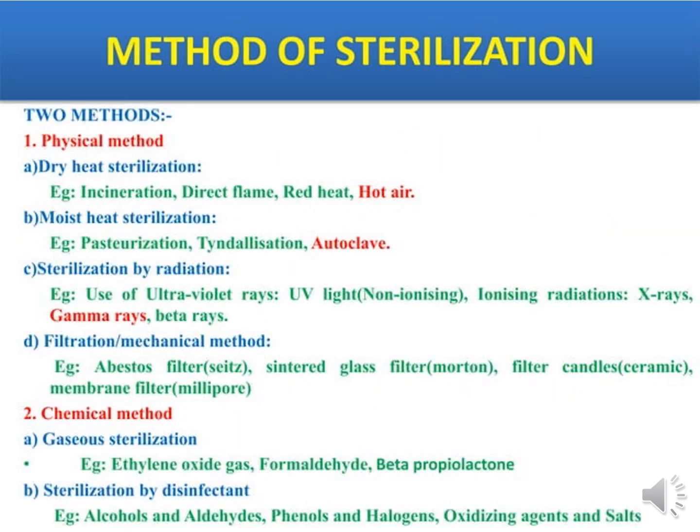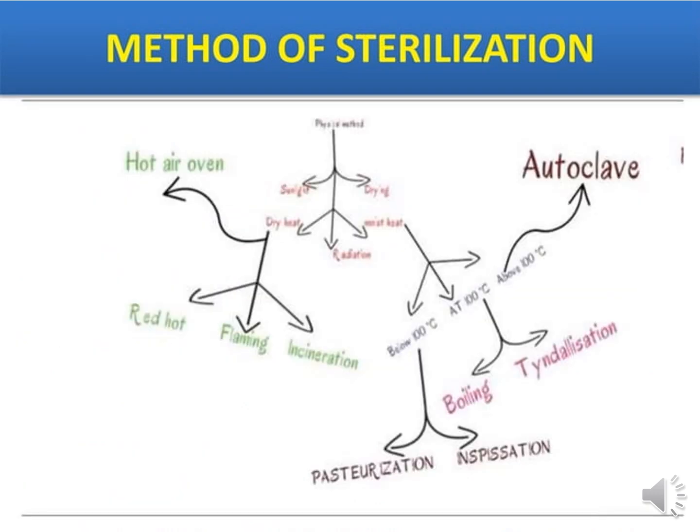There are 2 methods of sterilization, physical method and chemical method. In the physical method, we are using dry heat, moist heat, radiation and filtration, and in the chemical method we use gaseous sterilization and disinfectants of different chemicals. So this flowchart shows the physical methods. There are dry heat method, moist heat method, radiation, sunlight drying, and normal drying or removal of water.